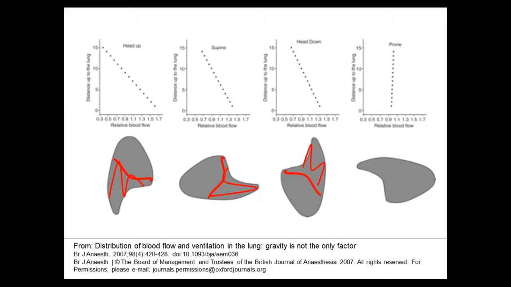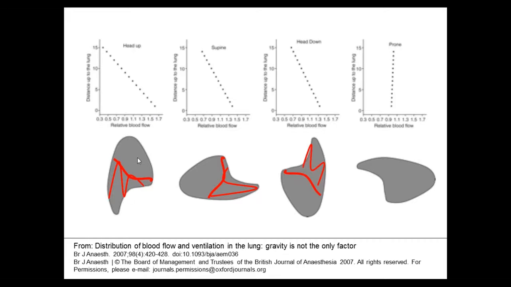So is it the gravity affecting that? We have a very interesting study performed on baboons or monkeys, where they examined the perfusion of the lung. In this graph the horizontal axis represents the blood flow, and the vertical axis represents the distance up to the head, so the top of the lung and the bottom of the lung. You have more perfusion at the base of the lung, including part of the back of the lung. So the shaded area shows more perfusion.